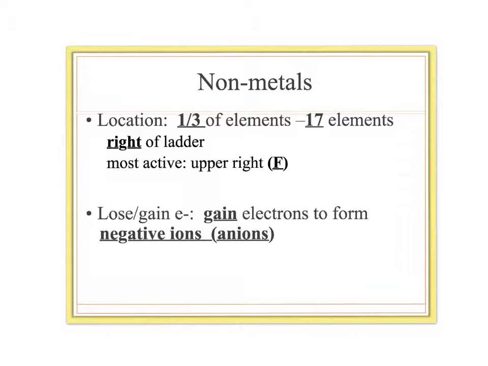In terms of where nonmetals are located, there are 17 elements on the right side of the ladder. So 1/3 of the periodic table is considered to be nonmetals. Of course, we do have one nonmetal that is on the left side of the periodic table, and that would be hydrogen. Our most active is on the upper right-hand side, and that is considered to be fluorine. They will gain electrons, and they form negative ions, which are anions.